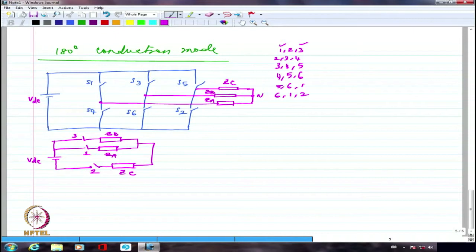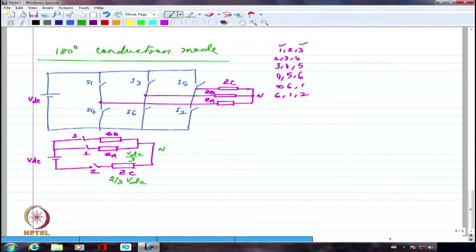So obviously this will be 2 by 3 VDC, that will be 1 by 3 VDC. Right? So I'm going to have the voltage drop here to be 2 by 3 VDC, whereas the voltage drop here to be VDC by 3. And this is my neutral. You get my point? That's how you are going to have the voltage drop.